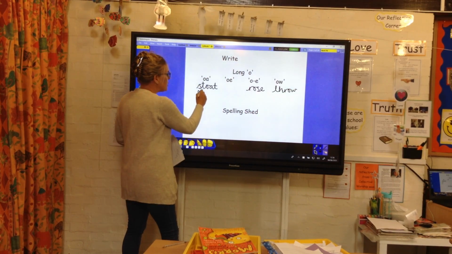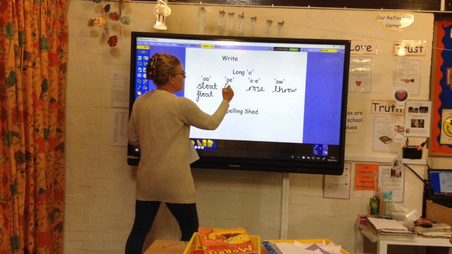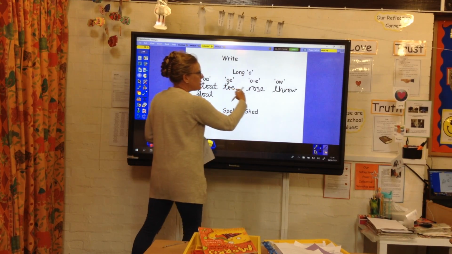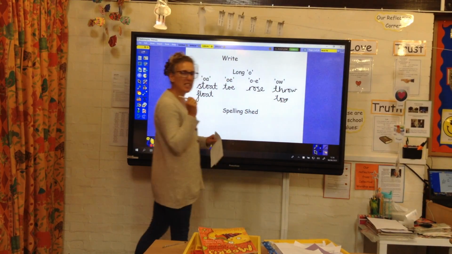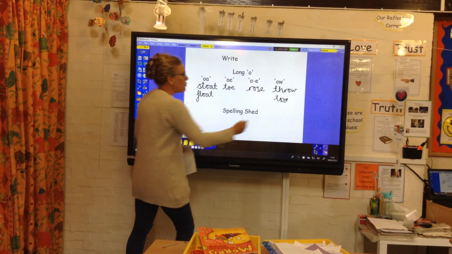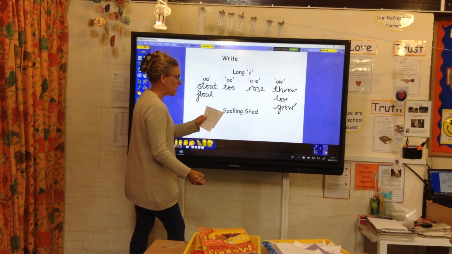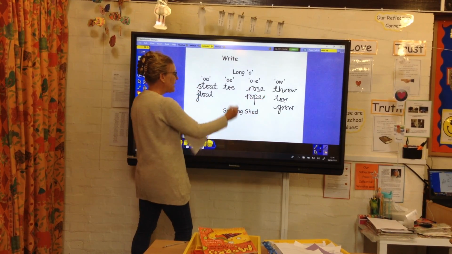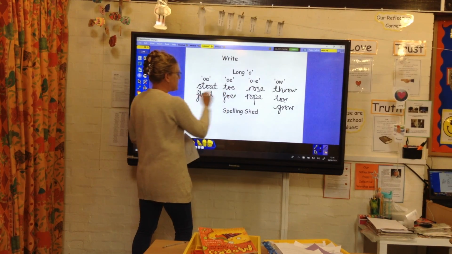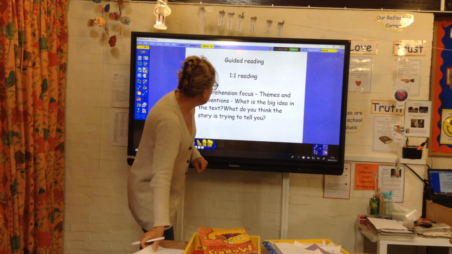Float. Again, the O is in the middle. It's made by the OA. Toe. OE, and that is a homophone, so you could have spelt it with the OW, but that's a different kind of toe. Grow. Rope. And foe. Foe is another word for an enemy, a bit like the giant says.